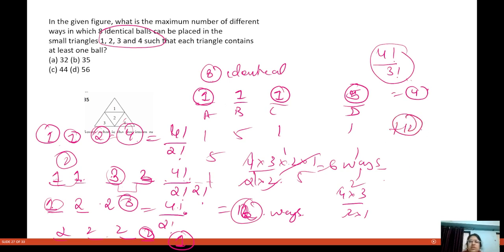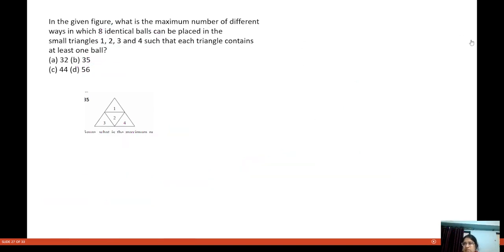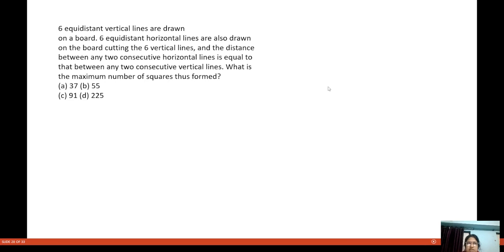So 12 more. So now you can add 12 plus 12 is 24. And then you have 6, so that becomes 30. Then you have this 4, that becomes 34, and then you have this one also, so this becomes 35. So we can do in this many ways. I hope everybody is clear with this. Okay, so now let's move on to the next question.